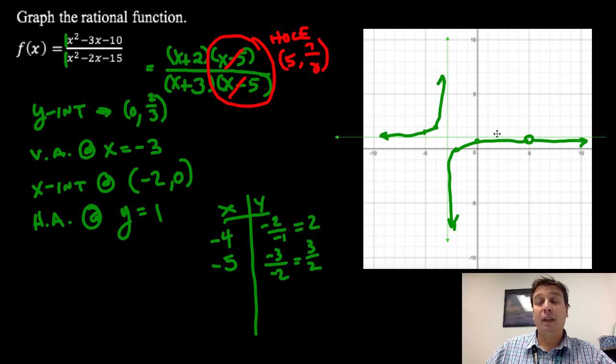If we were going to talk about the end behavior, as x approaches positive infinity, this function approaches 1. As x approaches negative infinity, this function is going to approach 1 from above. If we are approaching -3 from the positive side, then the function approaches negative infinity. If we are approaching -3 from the negative side, then this function is approaching positive infinity.